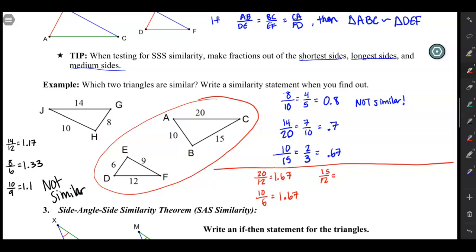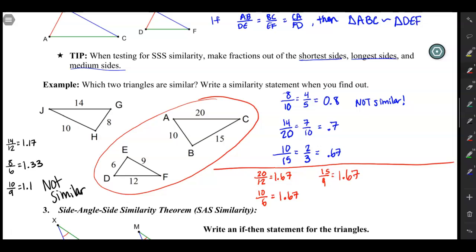not 1.67, but I set that one up wrong. So this one I made a mistake on. I need to do the medium side length at the top, which is 15, over the medium side length at the bottom, which is 9. 15 over 9 is 1.67.